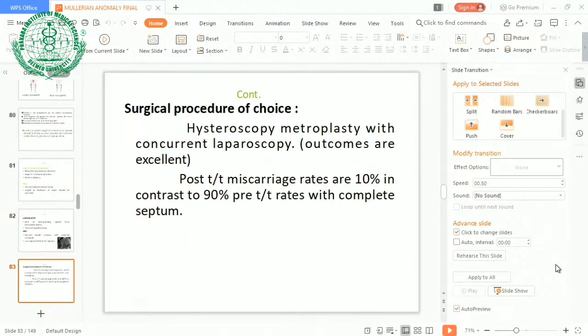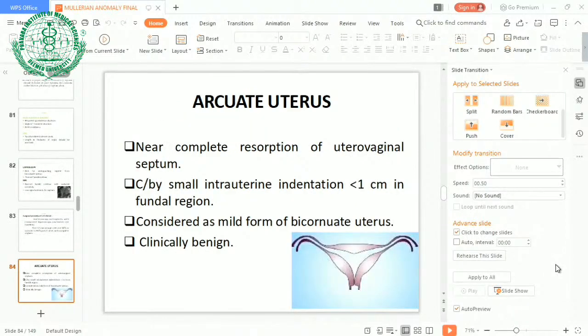Surgical procedure: hysteroscopic metroplasty with concurrent laparoscopy. Post-operative outcome: miscarriage rates are 10% in contrast to 90% without treatment. Arcuate uterus: near complete resorption of the uterovaginal septum.